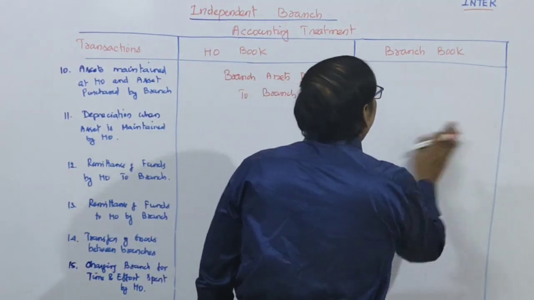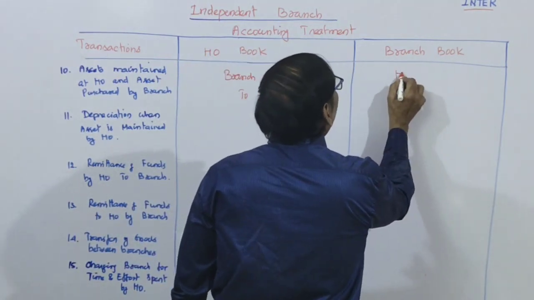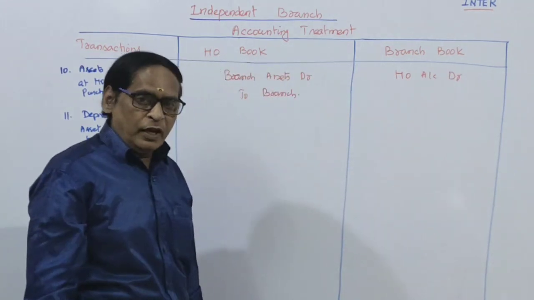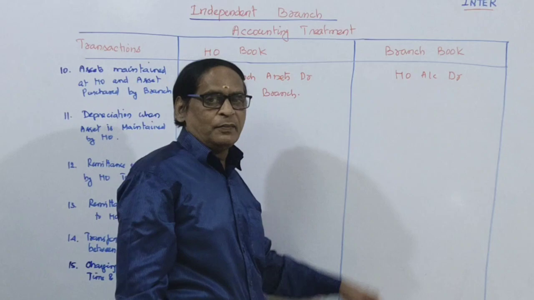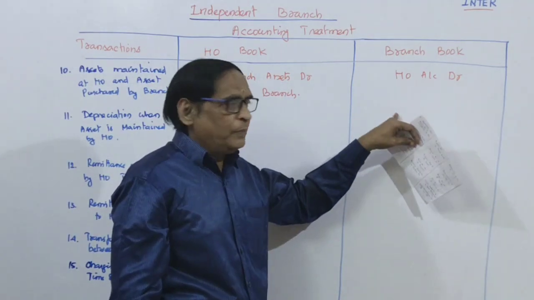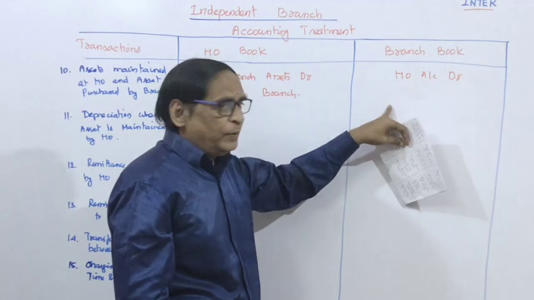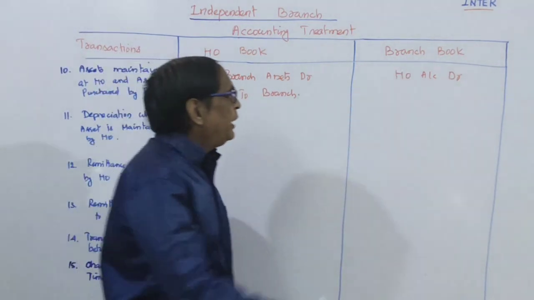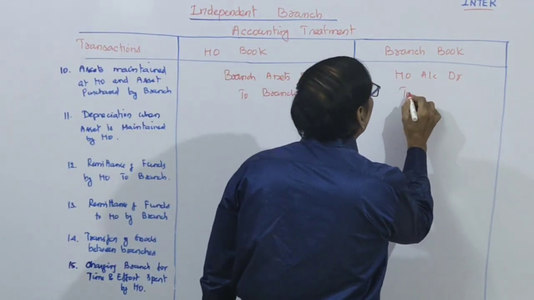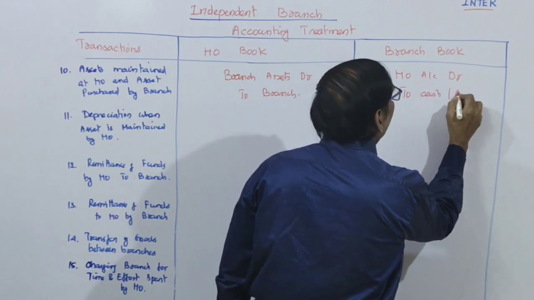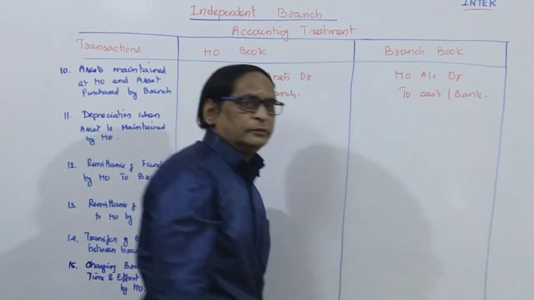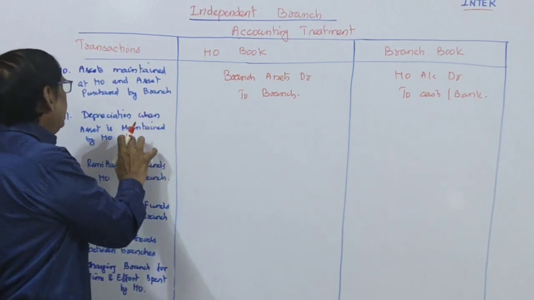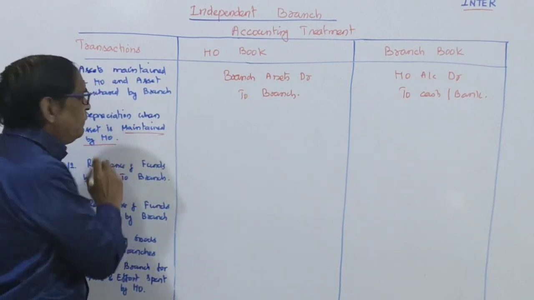So head office account should be debited, because only on behalf of head office they are purchasing some assets for which they are paying the payment. Even if they are paying the payment, the head office account should be debited in branch book. So head office account debtor to cash or bank. Clear?